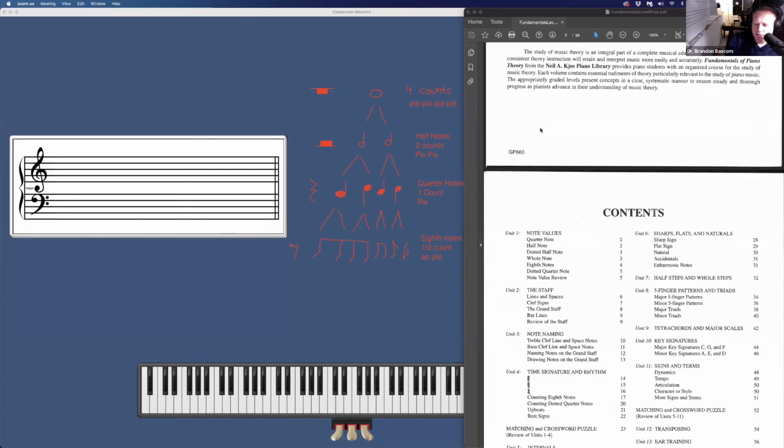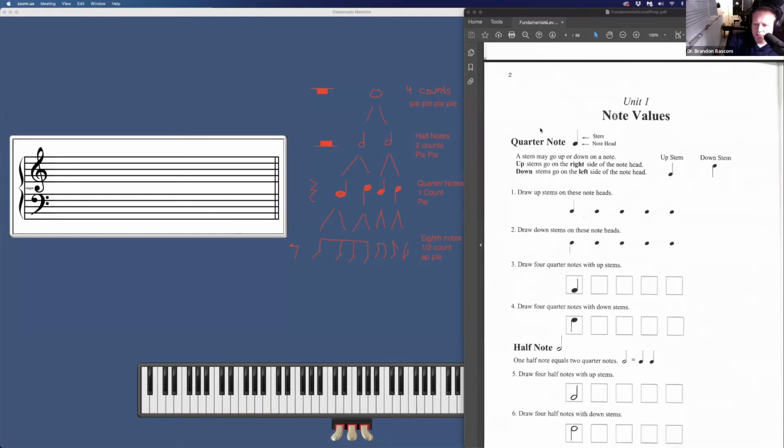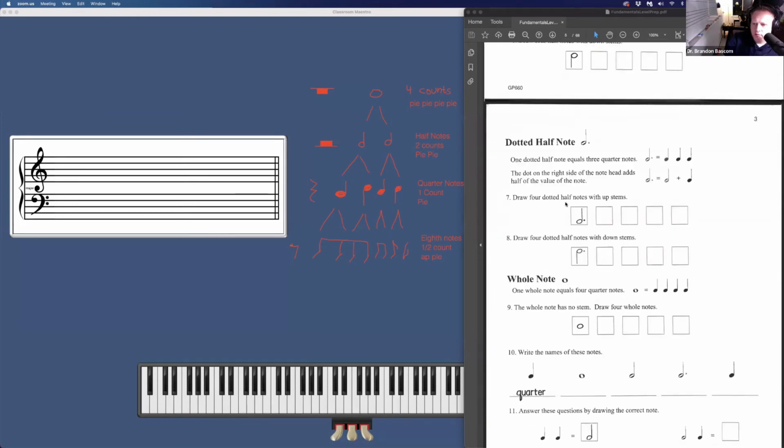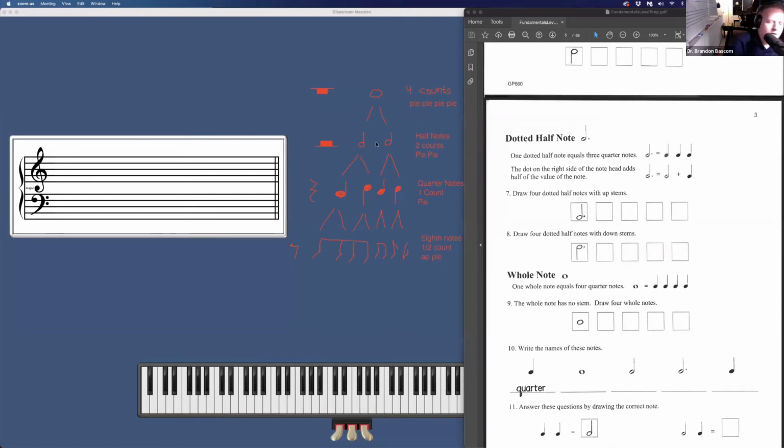So page 2 is our note values. We're simply going to be drawing stems up, drawing stems down, drawing quarter notes in the box. Same for half notes, except for we don't have to fill in half note heads in. That's what we're doing on page 2. Page 3, dotted half note. We didn't do the dotted half note in our note tree, but a dot just adds half of the note's value. So if we cover up the dot, the note gets 2 beats.